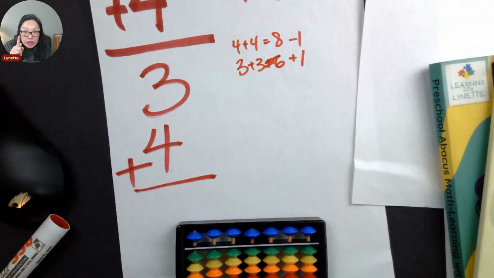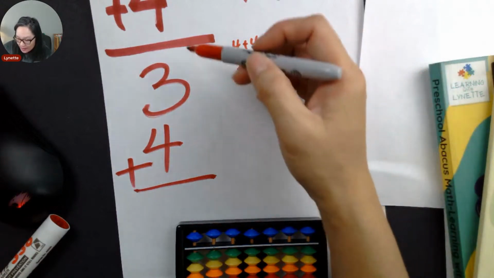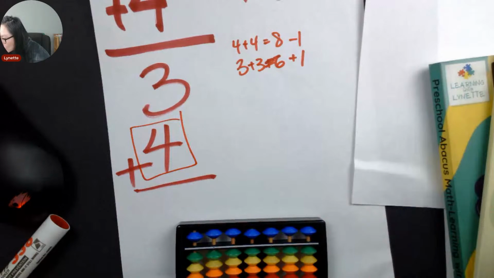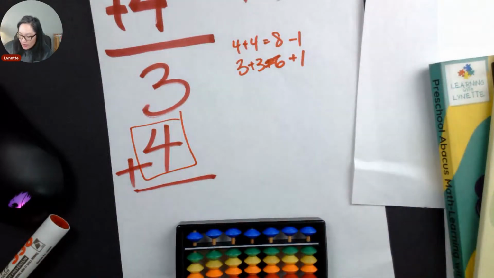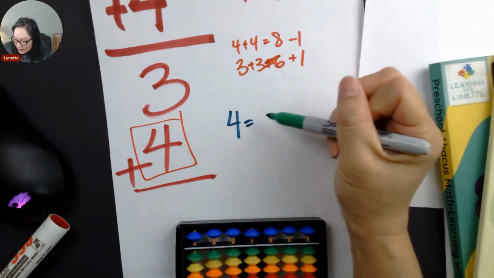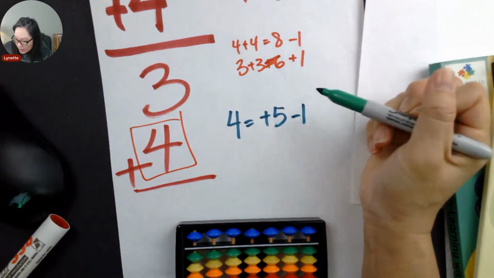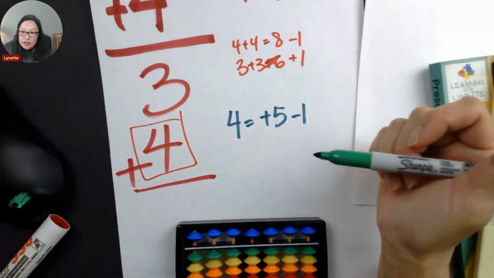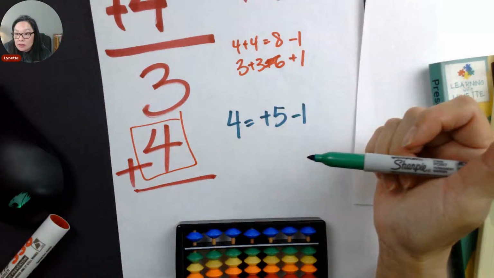Or what you could do is learn your abacus, which is this. We only need to remember, not only, but we need to remember that if we add the 4, it's equal to plus 5 minus 1. So this is versatile. It's more versatile.